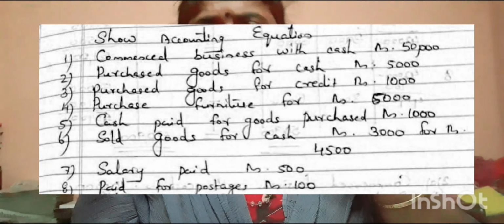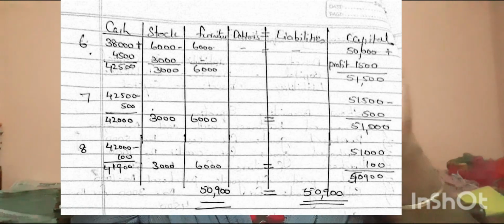Cash and capital will reduce, or if it is income, cash and capital will increase. So salary paid means it will reduce the cash by 500, and on the capital side also 500 will reduce. All those transactions are the same. Then postage paid is also an expense. Expense means cash will reduce and capital will reduce. Stock, furniture, all same. There is no change in that. This is about the equation. In this way the equation will be shown.